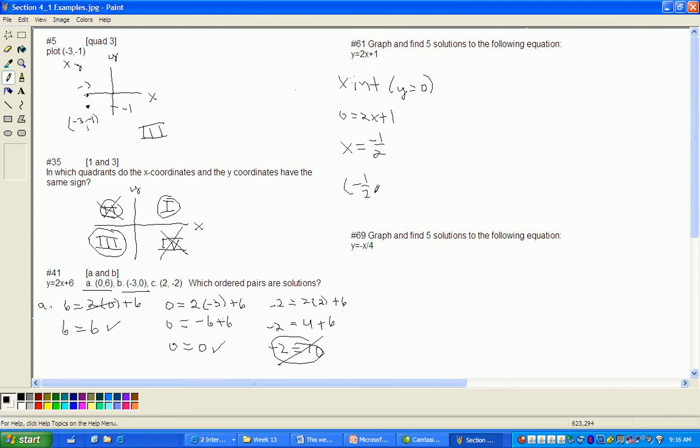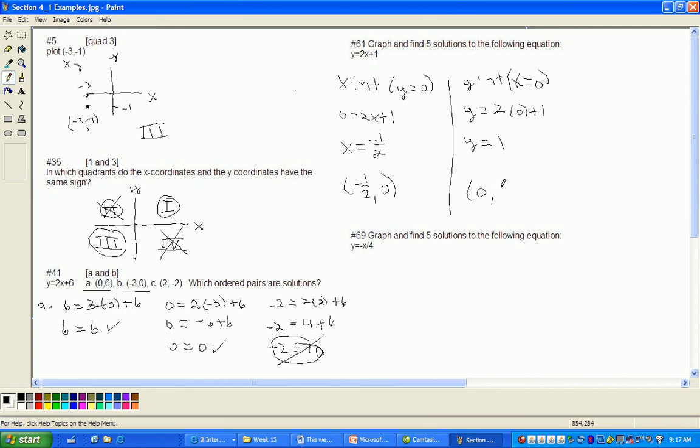For my y-intercept, that's the second point we know we want to find. We say x equal to 0. So if we set x equal to 0, y is equal to 2 times 0 plus 1. We get y is equal to 1, because 2 times 0 is 0 plus 1. So our ordered pair here is x is equal to 0, y is equal to 1. So by doing this, we found two ordered pairs.